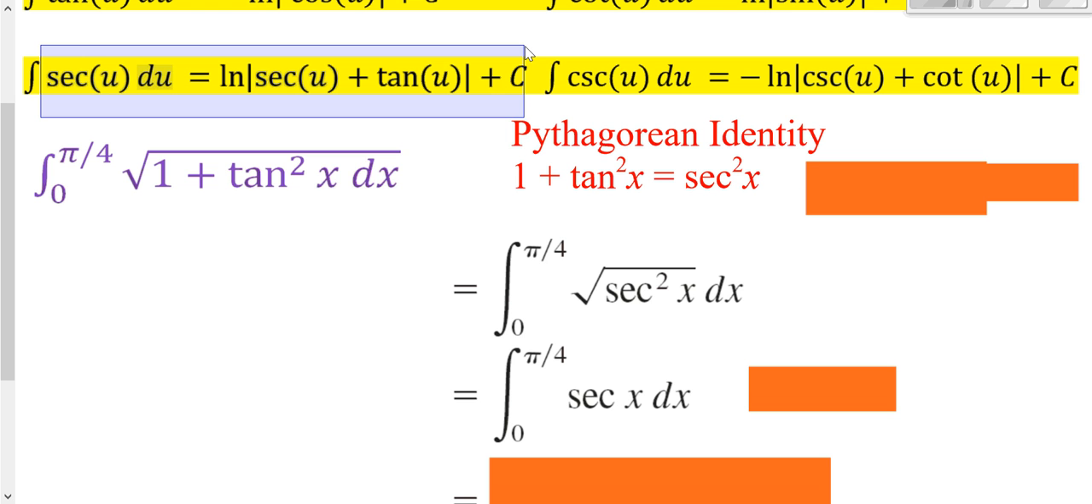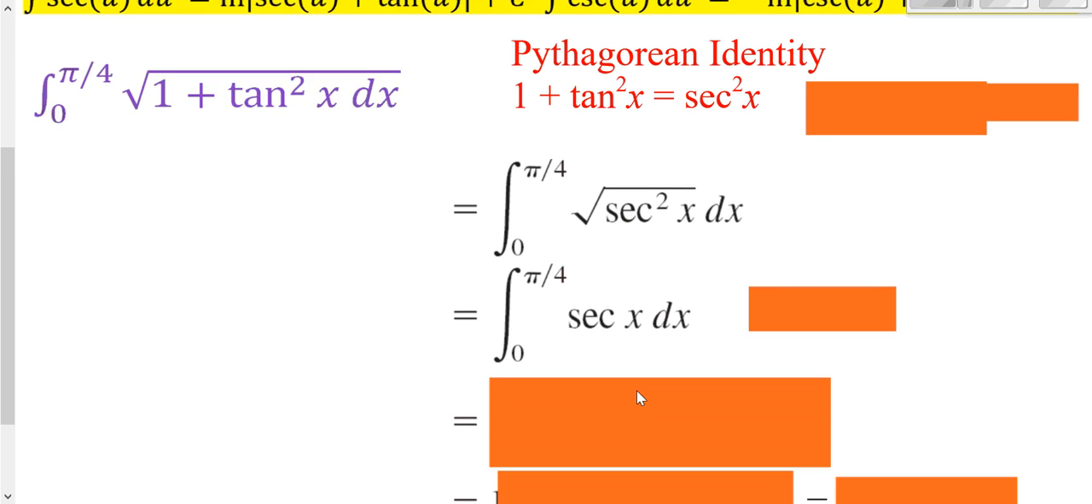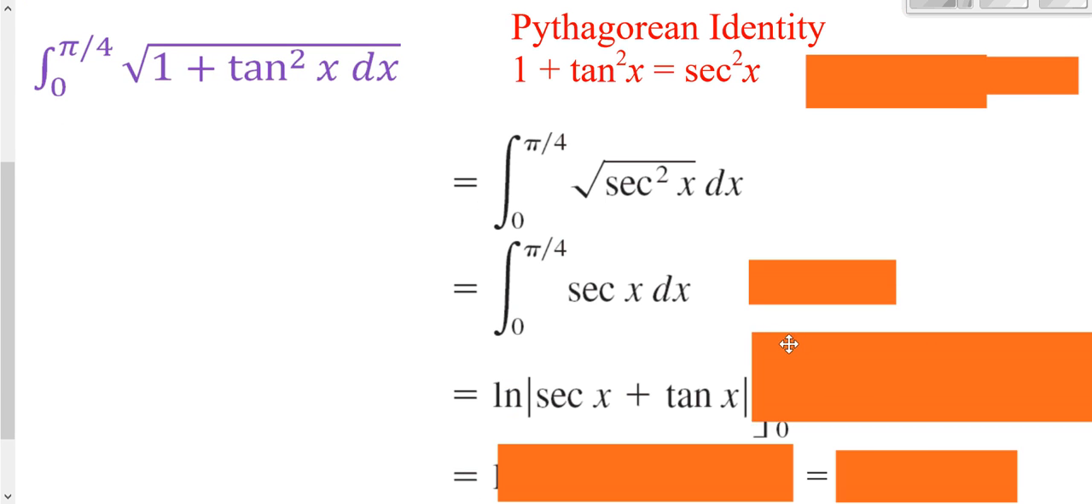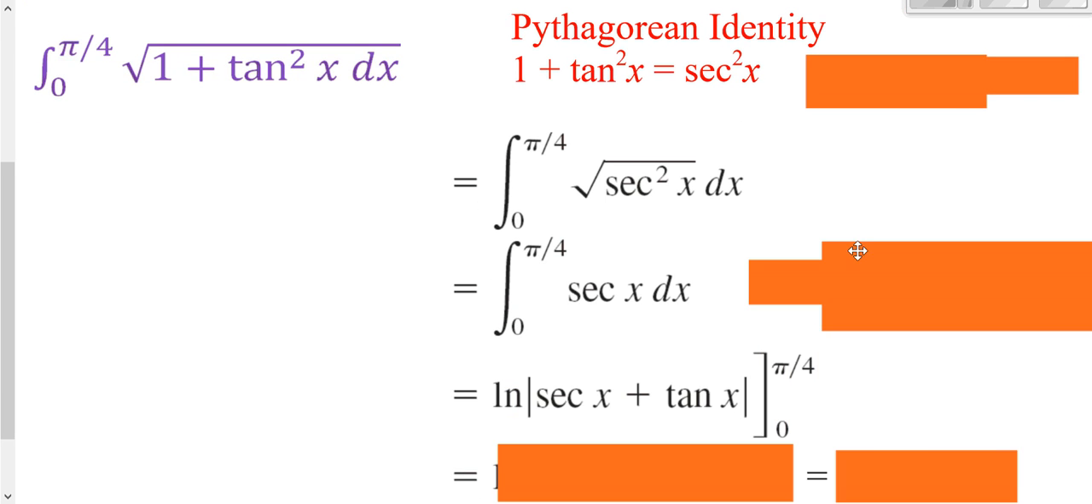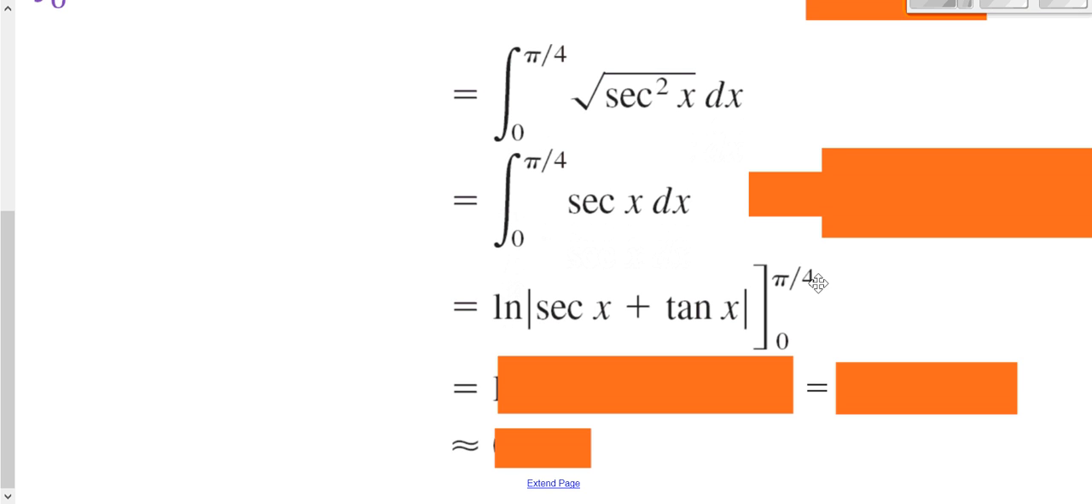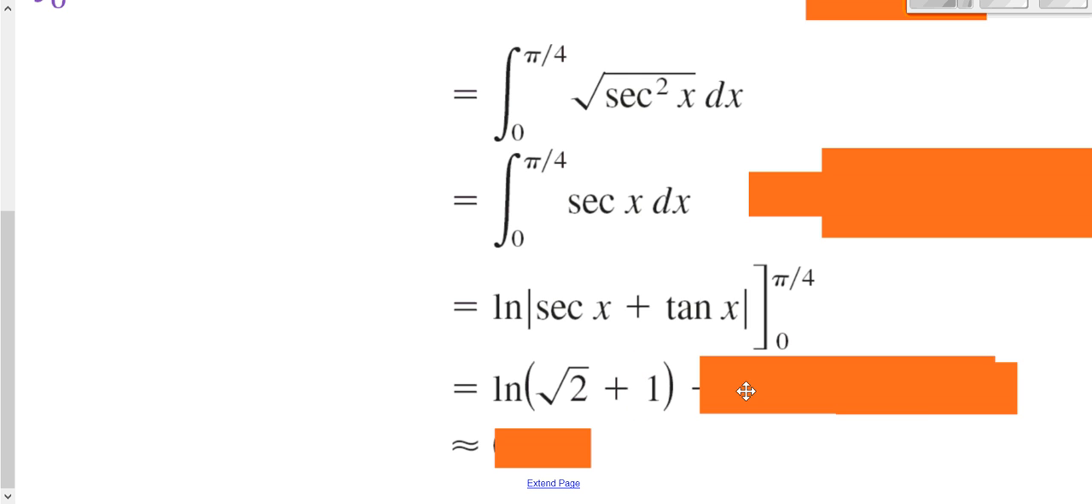Now, we don't have to worry about the plus c for our problem because we have a definite integral. If it was an indefinite integral, we'd go plus c. So all we're going to do is just write this here, and then just have to evaluate that. Evaluate it from pi over 4 to 0. So we take pi over 4, secant pi over 4, plus tangent pi over 4, minus what we get when we plug in 0.